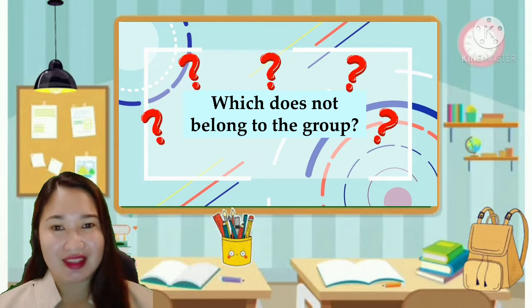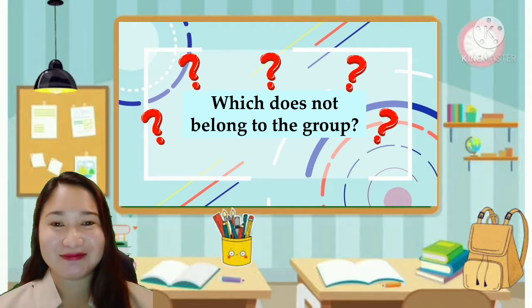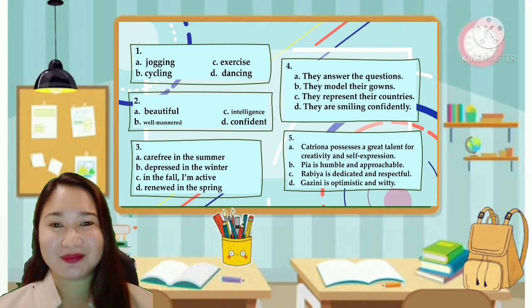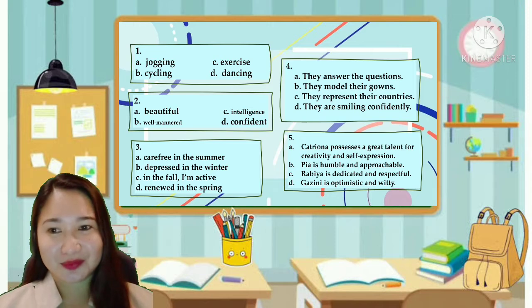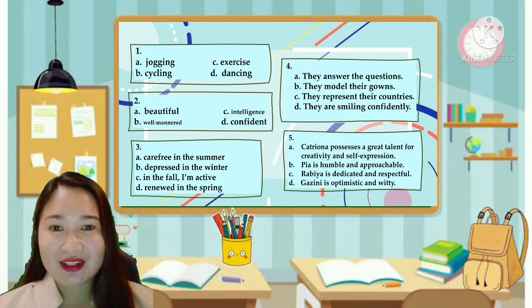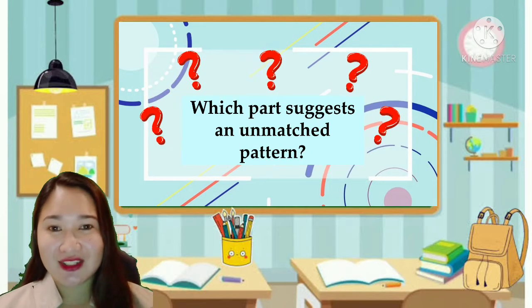Now let's have this activity. For this task, you are going to identify which does not belong to the group. I'm going to give you 3 minutes to answer or to finish this task. Are you ready? Your timer starts now. Alright, now did you find out which does not belong to the group? I'm glad to hear that. Now let's proceed to the next task.